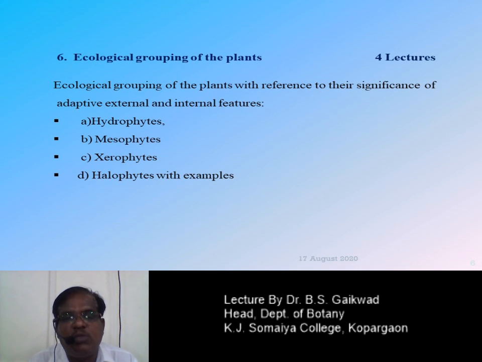So these are the adaptive characters, and they prevent the loss of water. It stops the loss of water. Such characters are there. Then the next group of plants is the halophytes. Halophytes are the group of plants which survive in saline water, near saline water, or plants that are found near the sea beach.